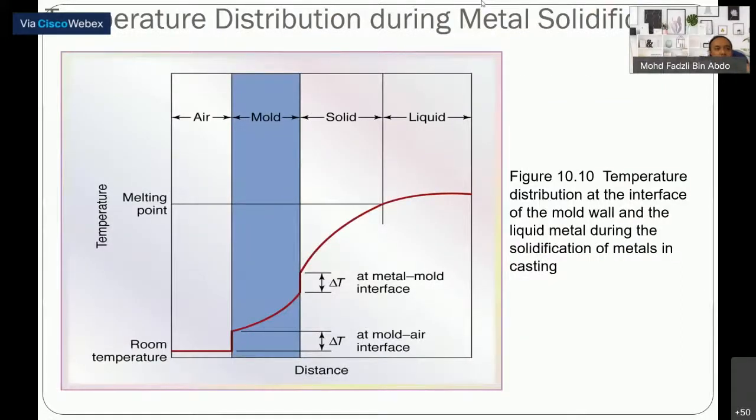Okay, this is the temperature distribution during the metal solidification. Okay, this is distance. This is the melting point. Okay, kalau kita tengok daripada room temperature ni, ini dalam mold lah. Bila dalam mold ni, dia akan naik melting metal and then dia pergi pada solid dan juga dia akan pergi pada liquid kembali. Okay, temperature distribution at the interface of the mold wall and the liquid metal during the solidification of the metal in the casting. Okay.